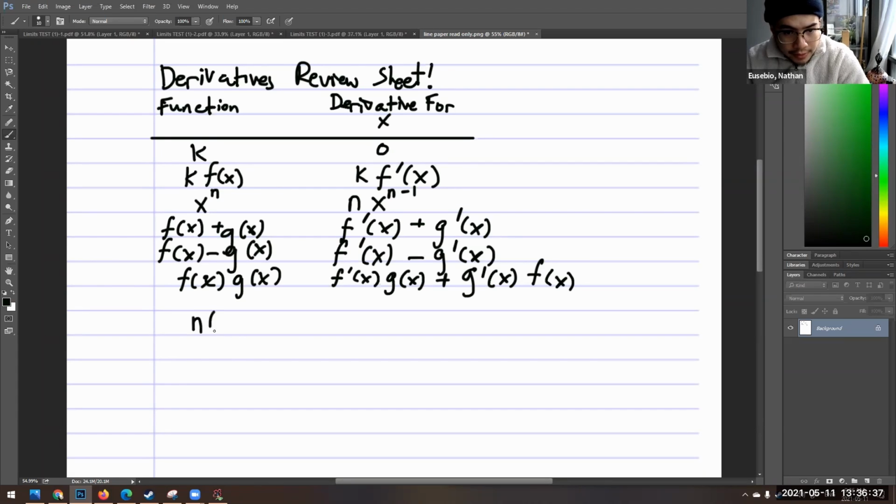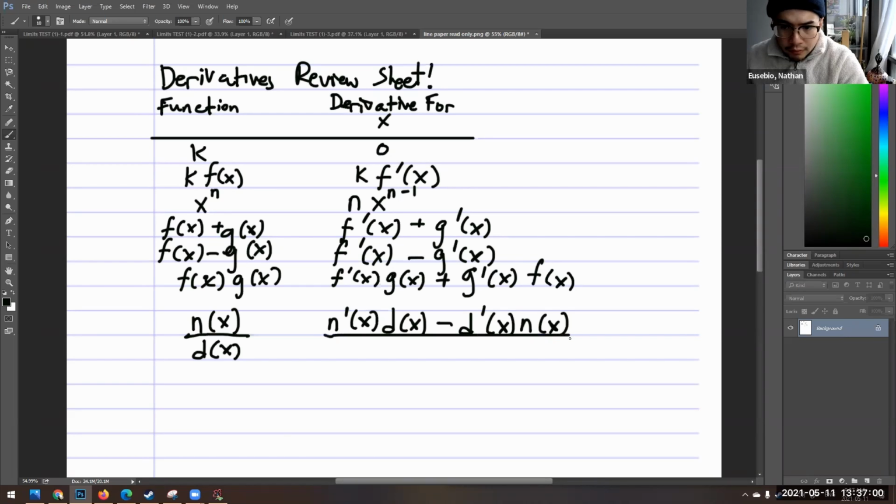When I'm going to go back on the review sheet here, here's how I'll write it down. I usually write n of x to stand for numerator, and I'll say d of x for denominator. That helps me keep track of what goes first and which goes where. So it's numerator prime denominator minus denominator prime numerator, all over denominator squared.